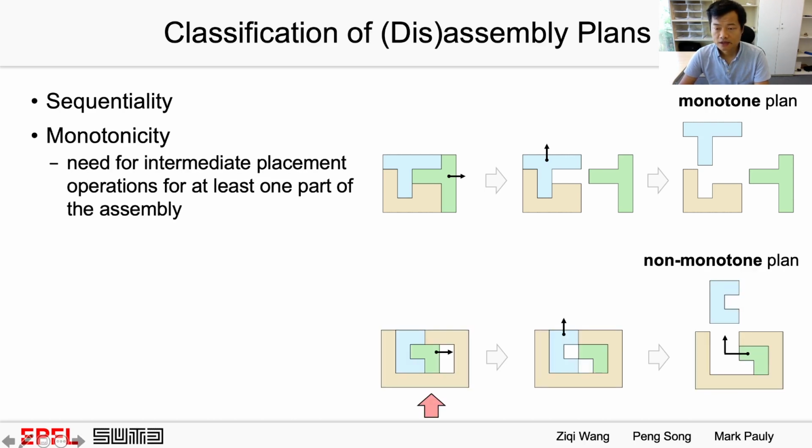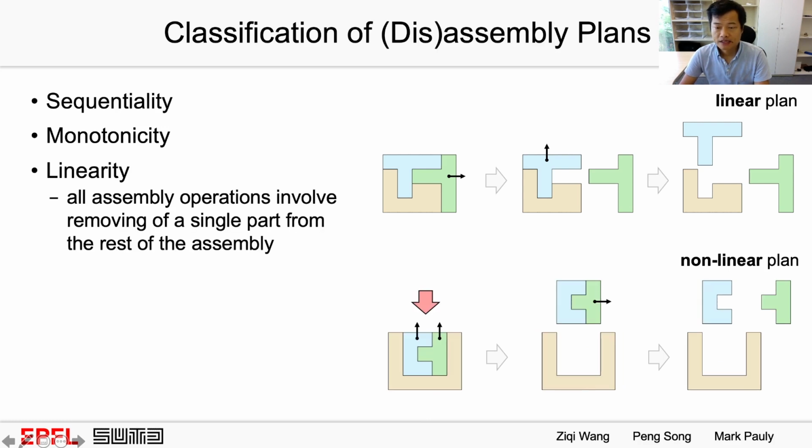An assembly is monotone if no intermediate placement operations are needed for the assembly. See this top example. The bottom example shows a non-monotone plan. This is because in this first step, we need to move the green part to the right in order to take out the cyan part.